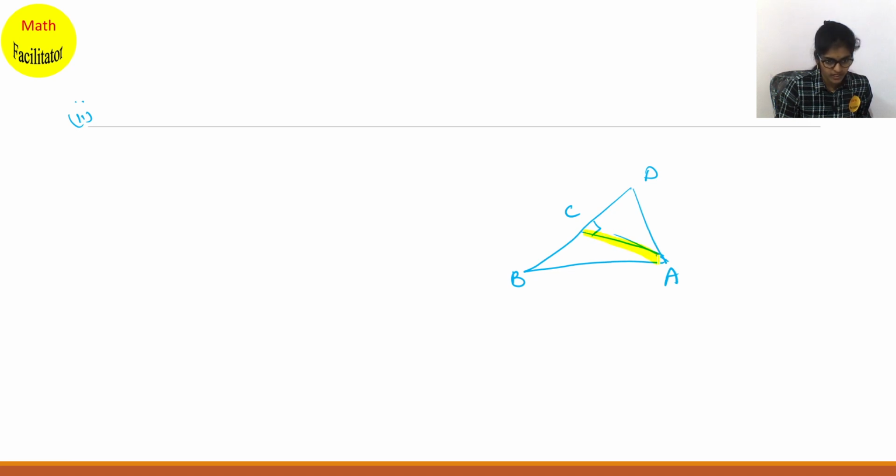AC square is equal to BC into DC. This is the same question which we have done in the fourth bit. We have taken these two triangles and you have proved that they are similar to each other. So this is the same as the fourth question. Please try it by yourself once again.